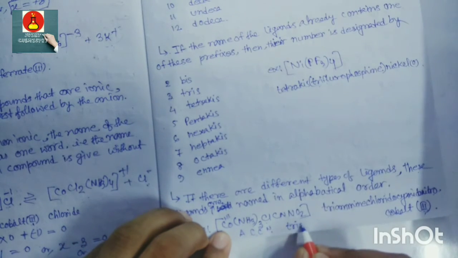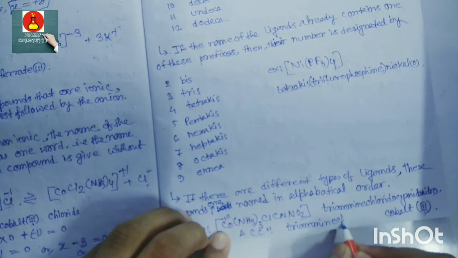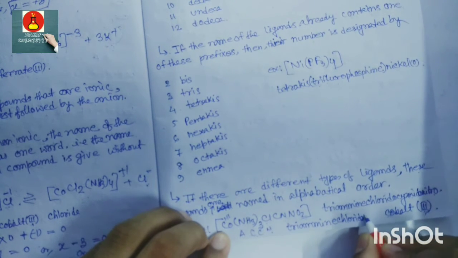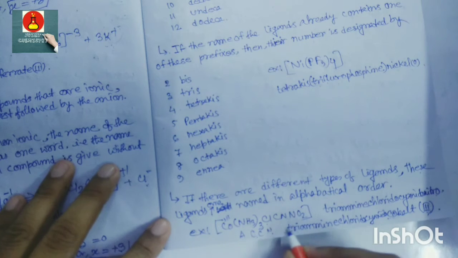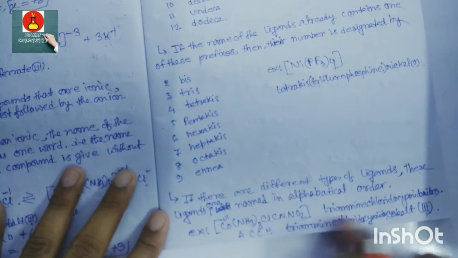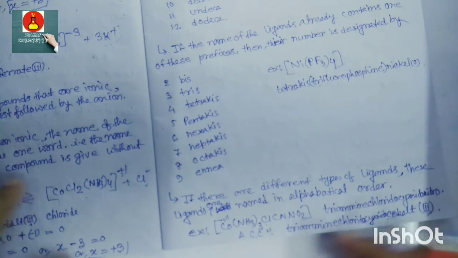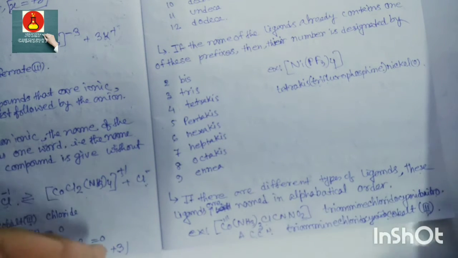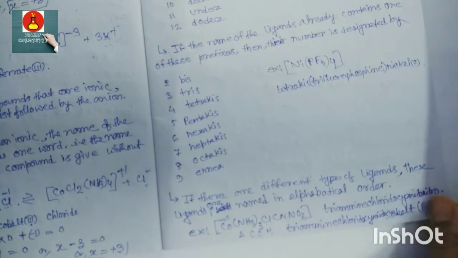It is triamine, chlorido, then cyanido. Again, there is no space, so I cannot write here. I will do this example again after this whole video, because I don't have space here. I will do this name at the last of this video, so please wait.